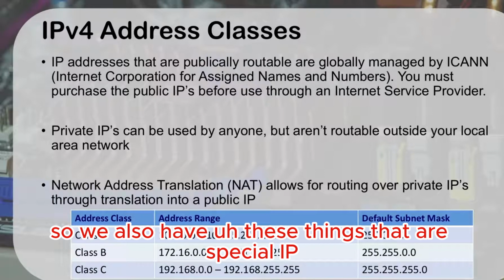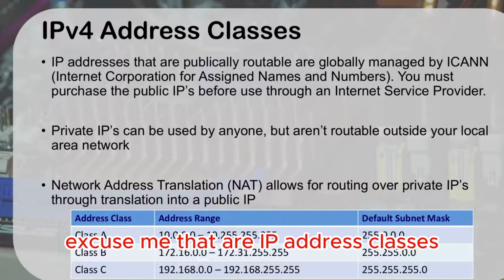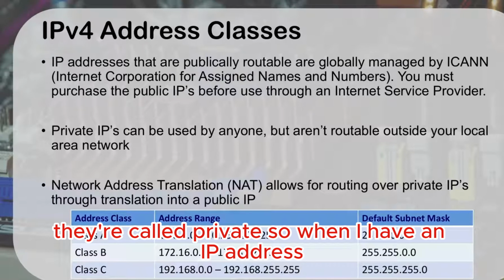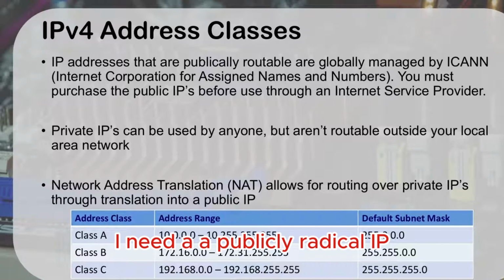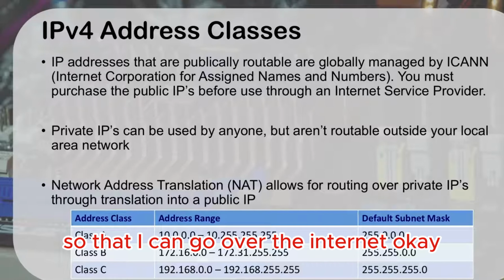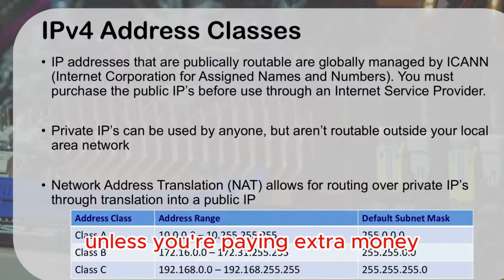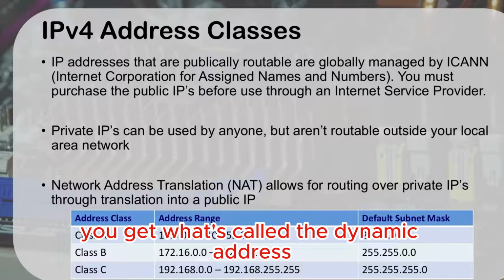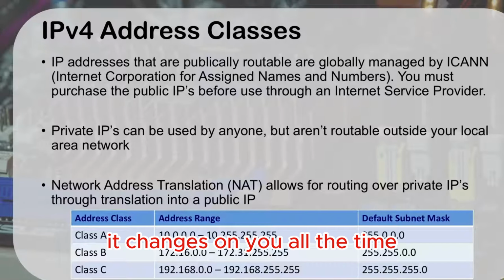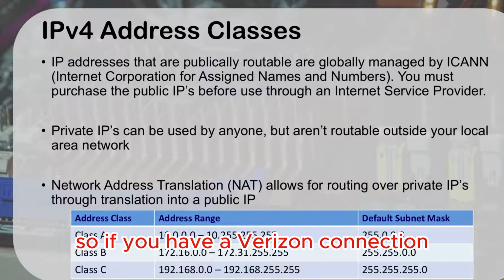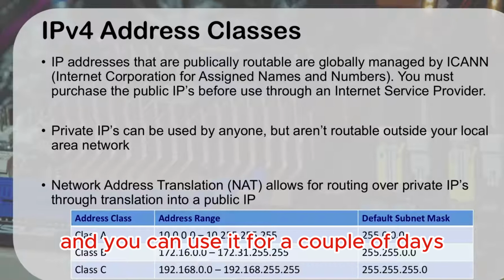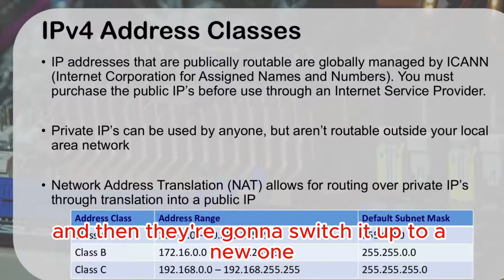So we also have these special IP address classes that are not publicly routable. They're called private. So when I have an IP address, I need a publicly routable IP so that I can go over the internet. Okay? To get one of those, you have to pay money to your internet service provider. When you're at home, unless you're paying extra money, you get what's called a dynamic address. It changes on you all the time. So if you have a Verizon connection, Verizon gives you an IP and you can use it for a couple of days and then they're going to switch it up to a new one.